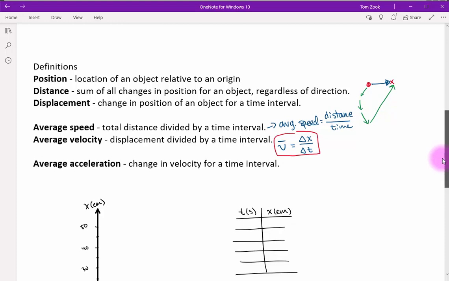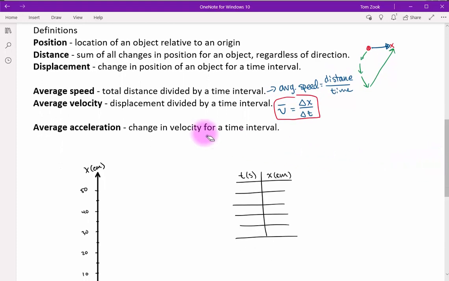So scroll down here to the definitions that we had. We said that average speed and average velocity are very similar, speed being the total distance divided by the time interval, and average velocity being the displacement divided by a time interval. Now we've got average acceleration, which is defined as the change in velocity for a time interval. If something starts off at one particular velocity and then transitions to a new velocity, there's a change in velocity. We can subtract the two and divide by however long it took for that to happen. That's defined as average acceleration.